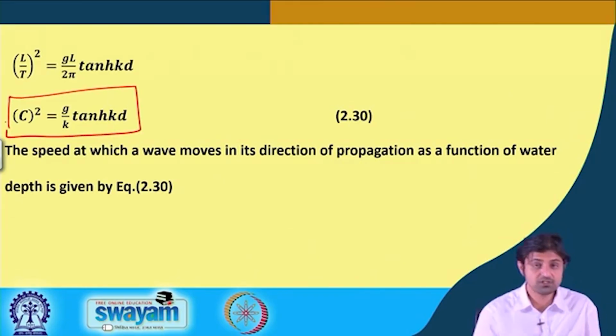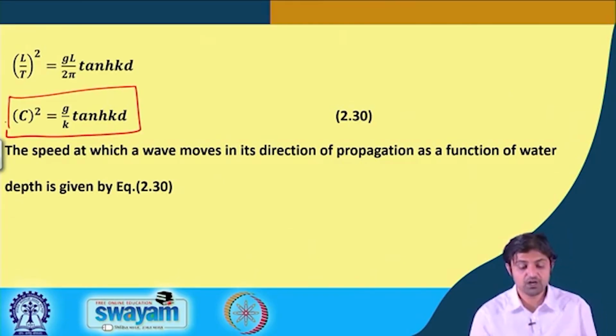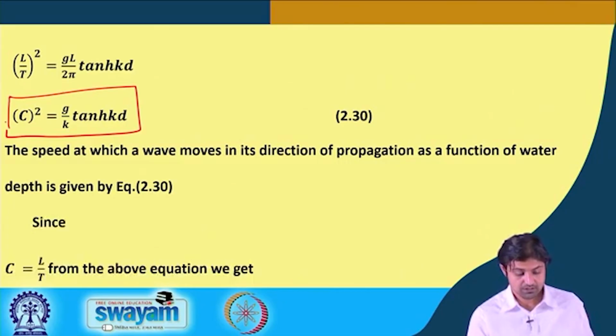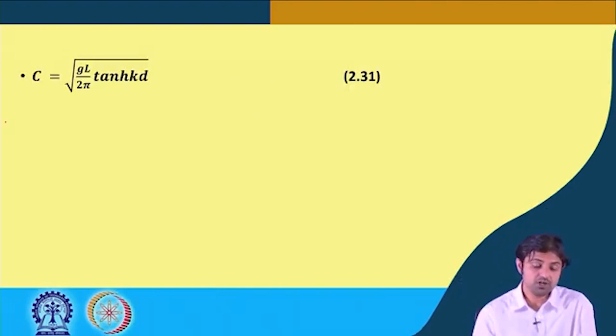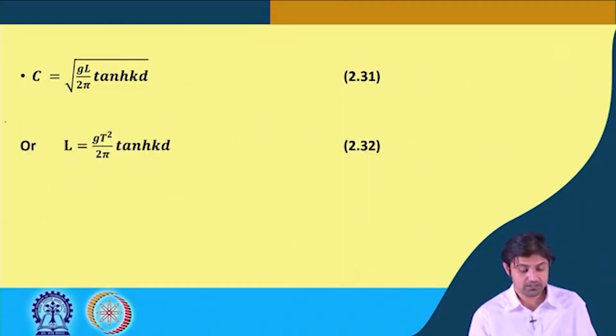Earlier we obtained the velocity potential at constant depth, but now we have found the speed of the wave as a function of water depth. Since C is equal to L by T, we are just writing it in a different form. C can be written as g L by 2 pi tan h k d, or L is equal to g T square by 2 pi tan h k d.